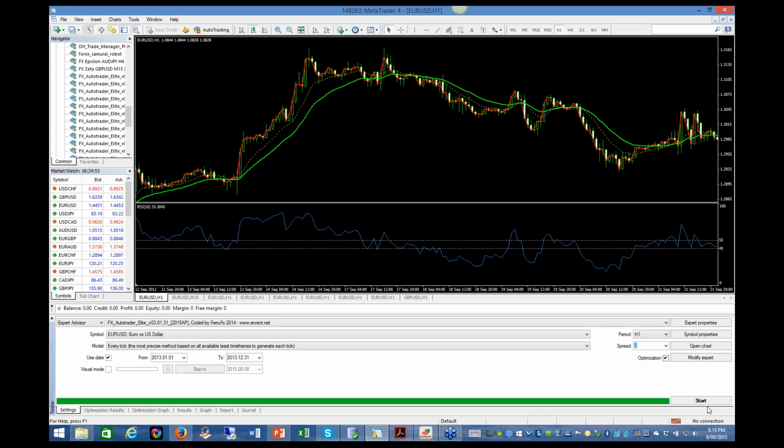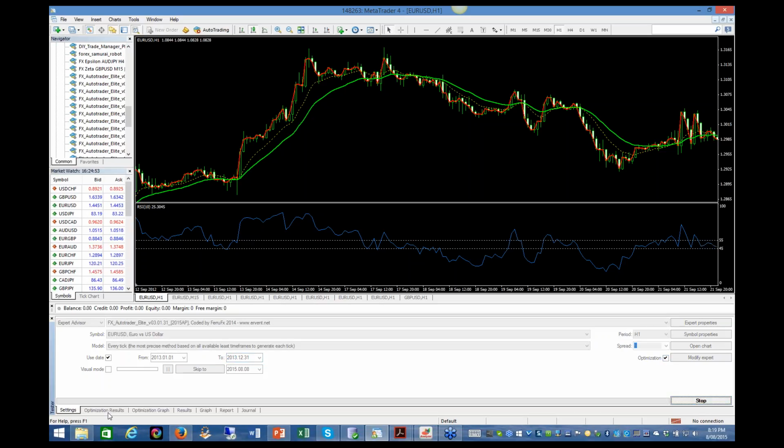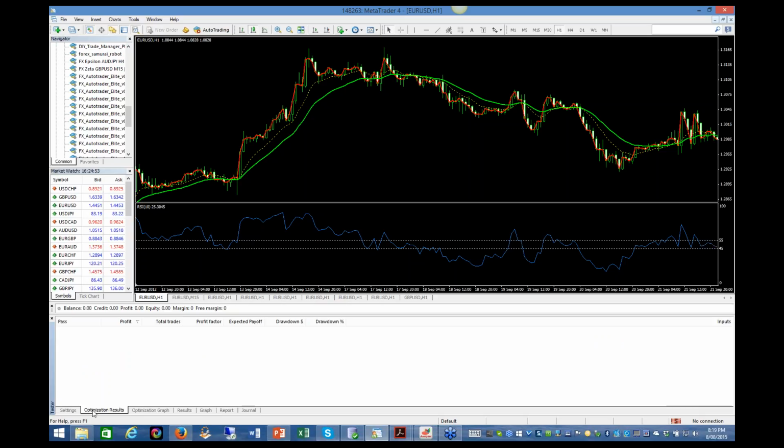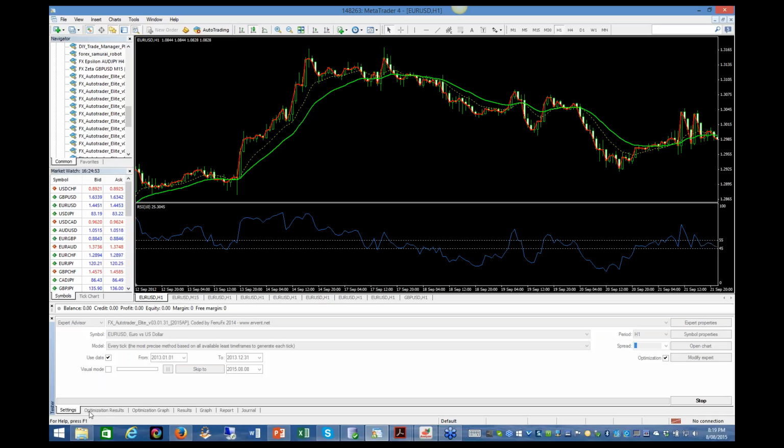So let's hit optimization and let's start. And so now we'll see the results coming up in here in a little while. It shouldn't probably take about 5 to 10 minutes to do our run, unless I've left something ticked that I shouldn't have. But let's see how we go. While we're watching that, I just want to see the start of it to make sure we've got the settings right.